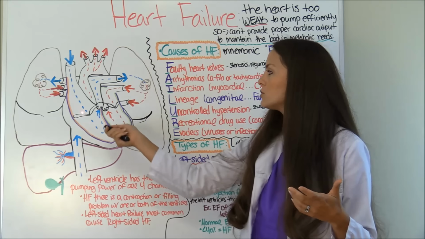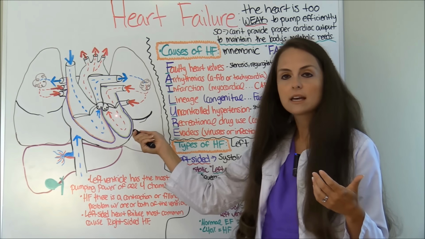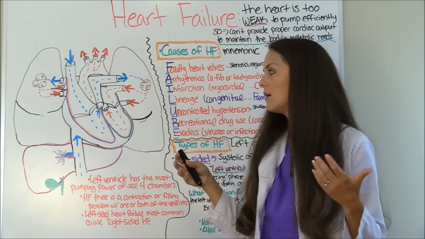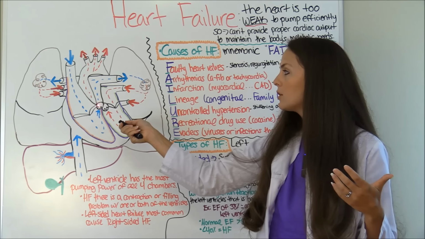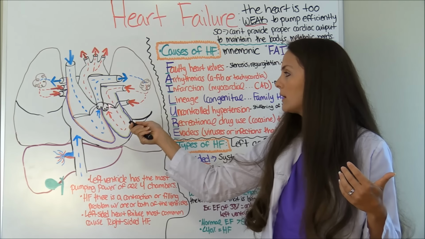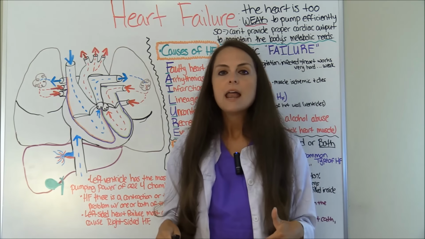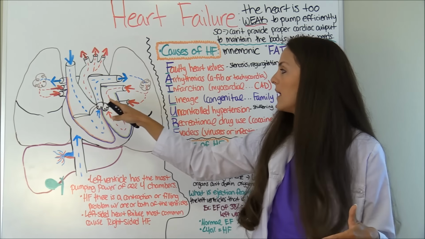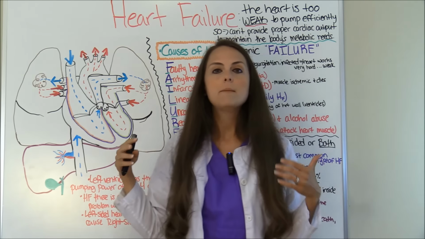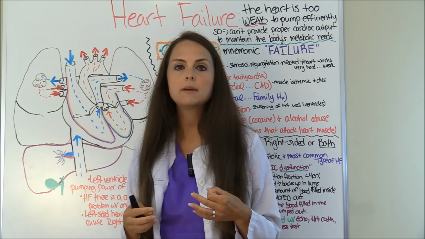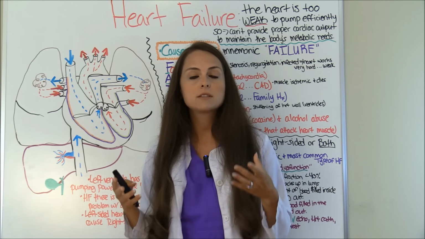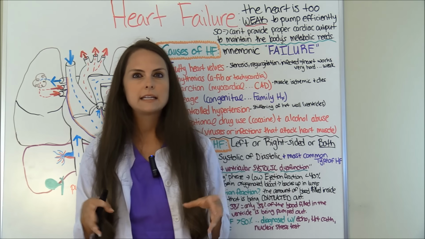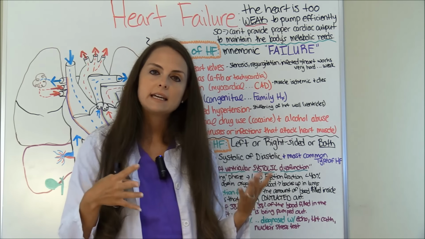You have your tricuspid and your bicuspid valve, also called your mitral valve, which are your atrioventricular valves. And then you have your pulmonic valve and your aortic valve, which are your semilunar valves. Now, your tricuspid valve and your bicuspid valve can become stenosed, or it can become regurgitated. Whenever it becomes stenosed, it's too narrow, and whenever it becomes regurgitated, it means it leaks. And this can lead to heart failure.